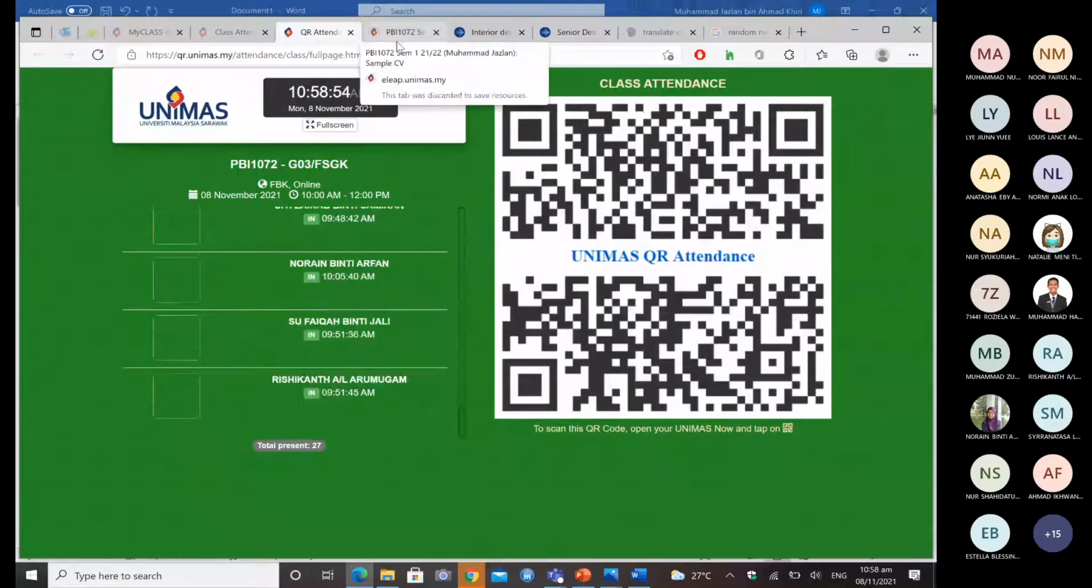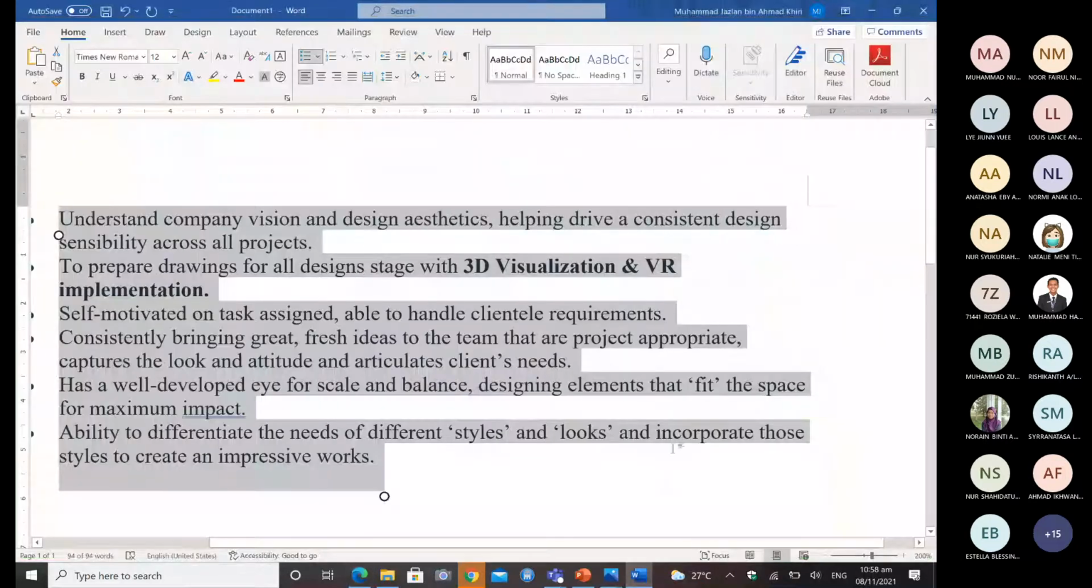Any QR attendance related issue will be suspended until further notice. Complete this exercise first, and then we'll come back to that.